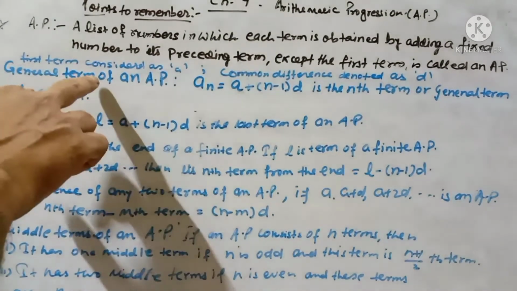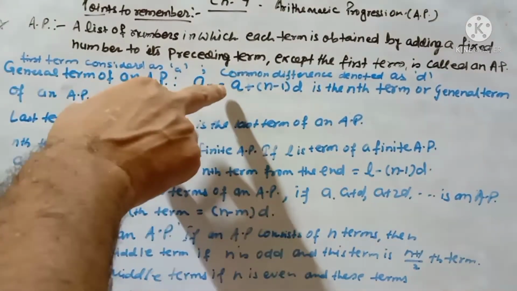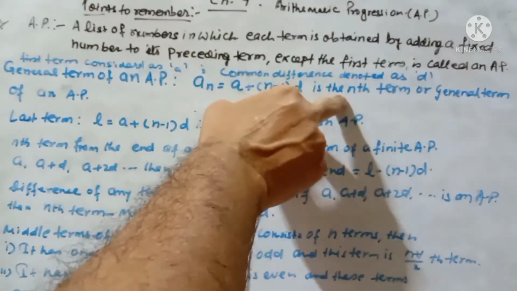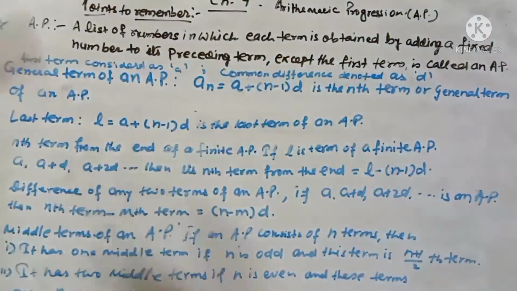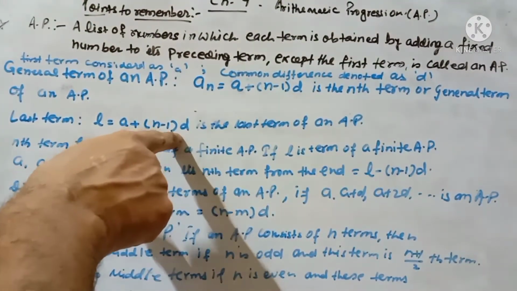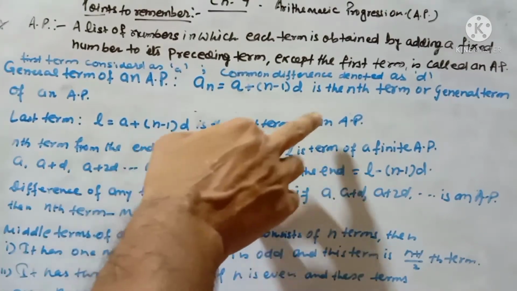Now general term of an AP. An is equal to a plus n minus 1 into d is the nth term or general term of an AP. Last term means L. L is equal to a plus n minus 1 into d is the last term of an AP.